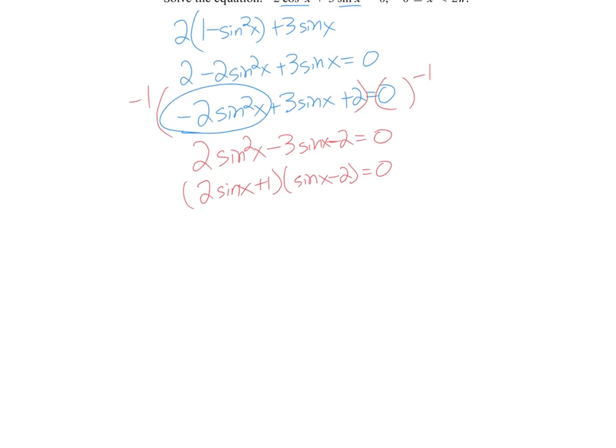0. So I want to know when 2 sine of x plus 1 equals 0, and I want to know when sine of x minus 2 equals 0. So we'll solve each of these equations. I'm going to start with the one on the right first, because I noticed something. When is sine of x equal to 2? The answer is never. We'll never have sine of x be equal to anything bigger than 1 or less than -1. So there's no solution for that part of the equation.